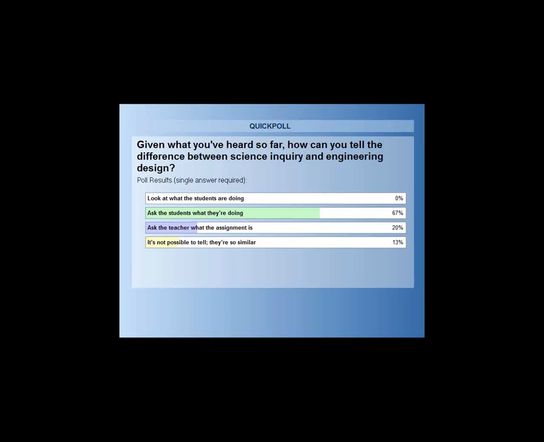So my personal opinion is I'm with the 67% here, with a majority who would ask the kids what they're doing. But I certainly have agreed that you could ask the teacher and find out a lot about what the assignment, about which of those two it is. And I have sympathy for the 13% who say, I'm not ready to tell yet. Just can't do it. So let's move on, please. And to the next slide.